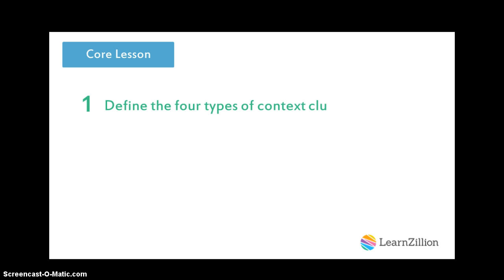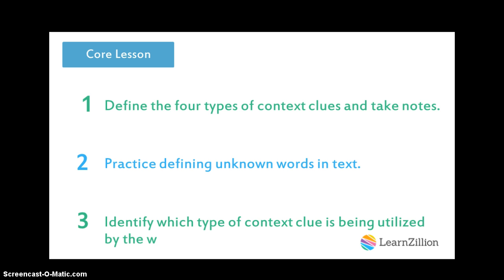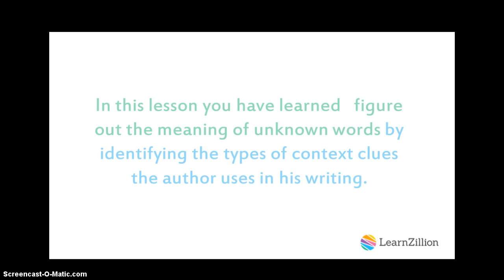So today you defined the 4 types of context clues and took notes. You will practice defining more unknown words in text and identifying which type of context clue is being utilized by the writer. In this lesson, you have figured out the meaning of unknown words by identifying the types of context clues the author uses in his writing. Now you may get to working on your independent work, and I hope that you understood what context clues are.